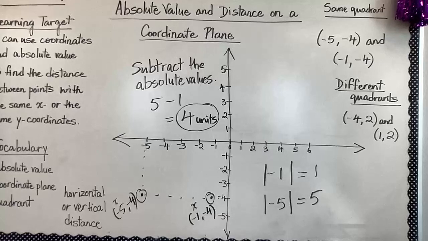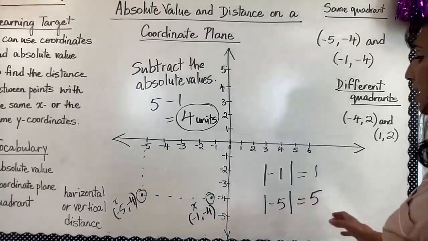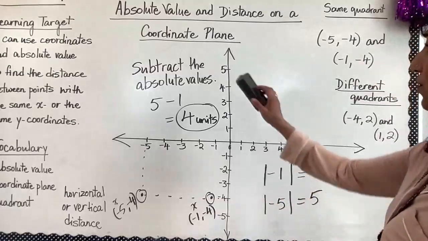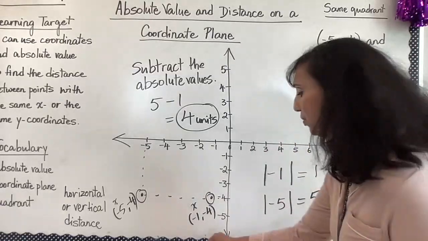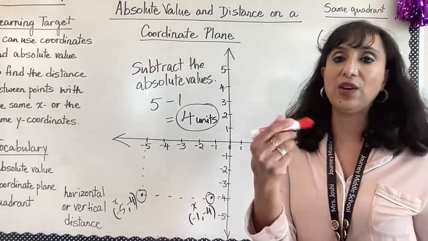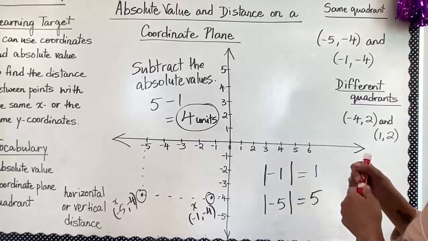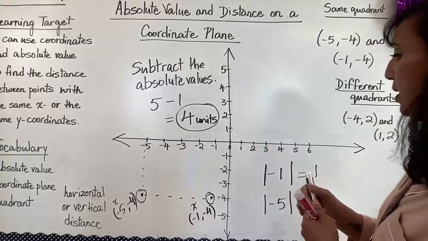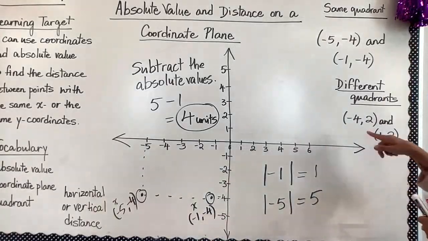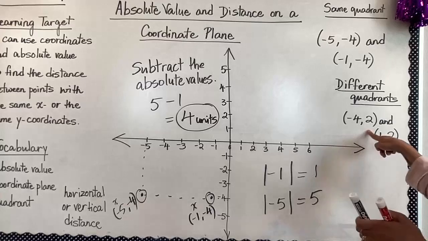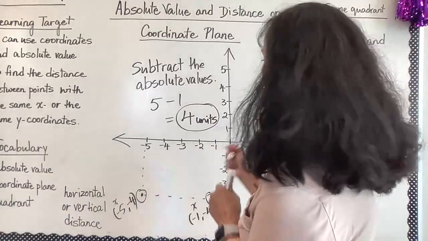Okay, let's look at what happens when they are in different quadrants. So this is for the same quadrant. Now let's look at the different quadrants, and I'm going to use a red color so that you can see the different quadrants. Once again, this was when it was in the same quadrant. For different, we have negative 4, 2.